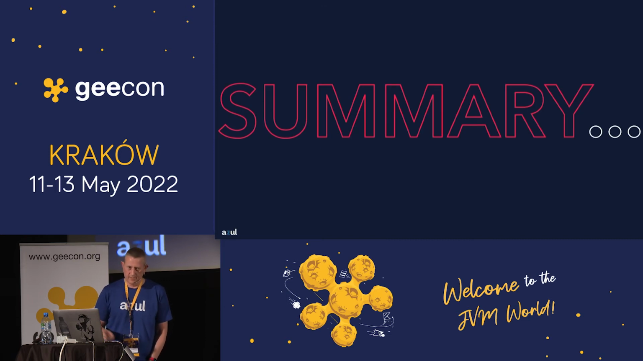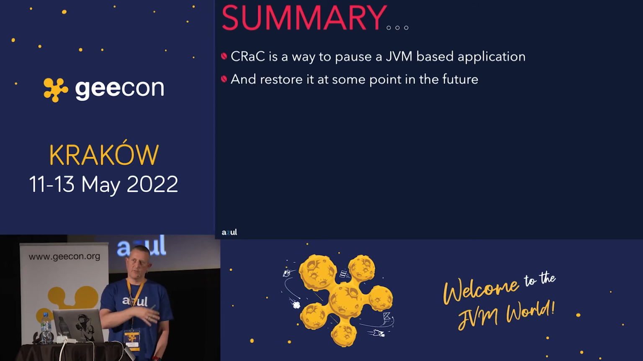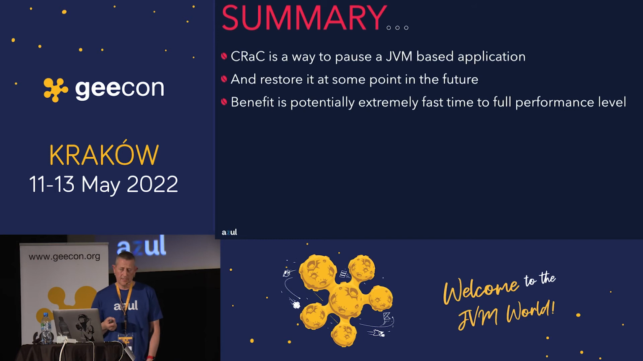Okay. Summary. CRaC is a way to pause a JVM-based application. Doesn't matter what you run on that. Could be whatever. If it runs on the JVM, you can checkpoint it. And then you can restore from that checkpoint in the future without any problem. The benefit is it's potentially extremely fast time to full performance level because it's really just the loading time, nothing else.